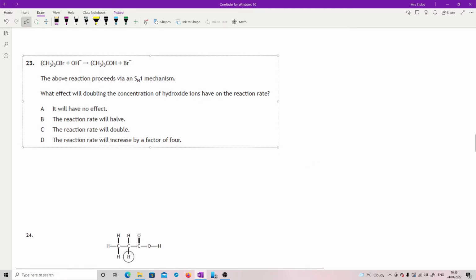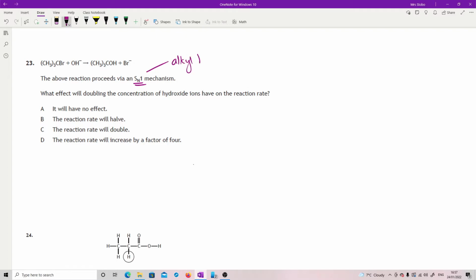Okay, what effect will doubling the concentration of hydroxide ions have on the reaction rate? Okay, so you need to know your stuff, obviously. SN1 means that we are looking at one thing having an impact on rate. And what you should know as an example of this is that we're looking at the alkyl halide, and it is tertiary, in terms of what is going to be the impact on the SN1 mechanism.